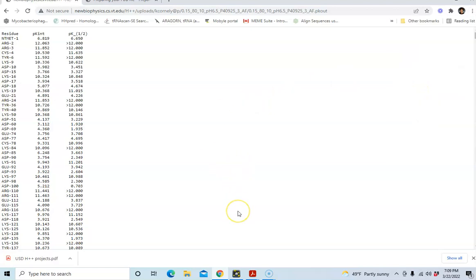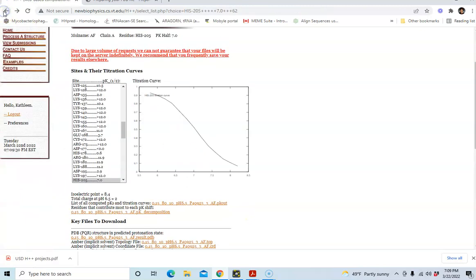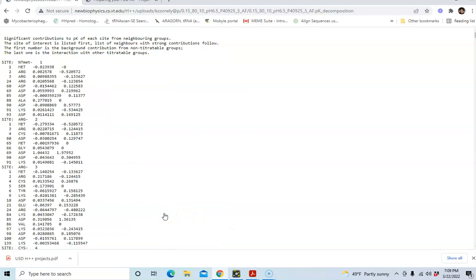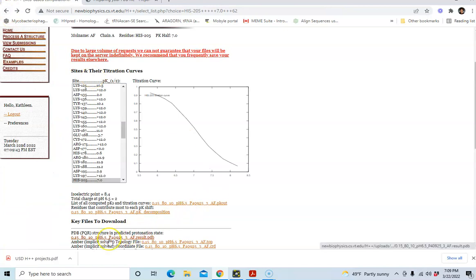I have already done that, so I'm going to go back. So that's one of the files, and then this is another file right here. This file will give you all of the residues plus the amino acid side chains that influence the pKa value. I'll go over that in a minute. And then the third file that I like to download is this PDB file.